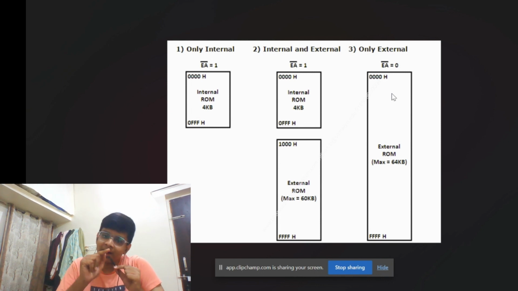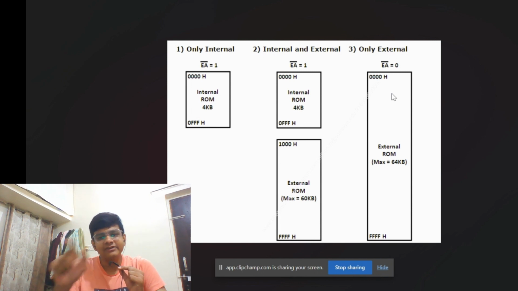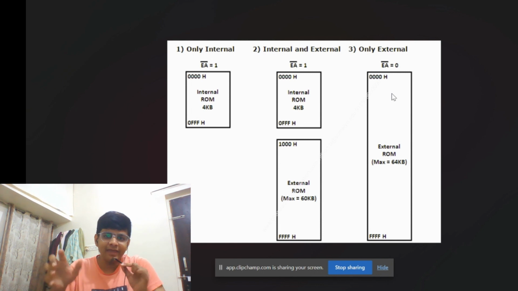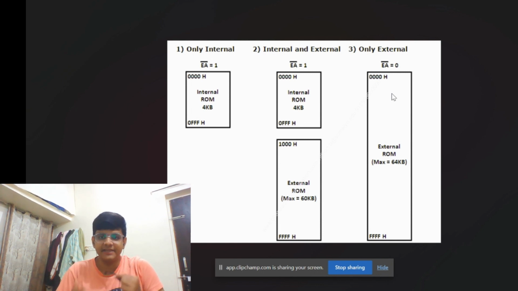When EA bar equals 0, it means EA equals 1, because EA bar is a complement of EA. When EA bar equals 0, EA equals 1. What does that mean? External enable access is equal to 1. And what does 1 mean? True. True means on. When external enable access is on, at that time we have all the authority to use external ROM first instead of internal ROM. That's the simplest way I can explain.